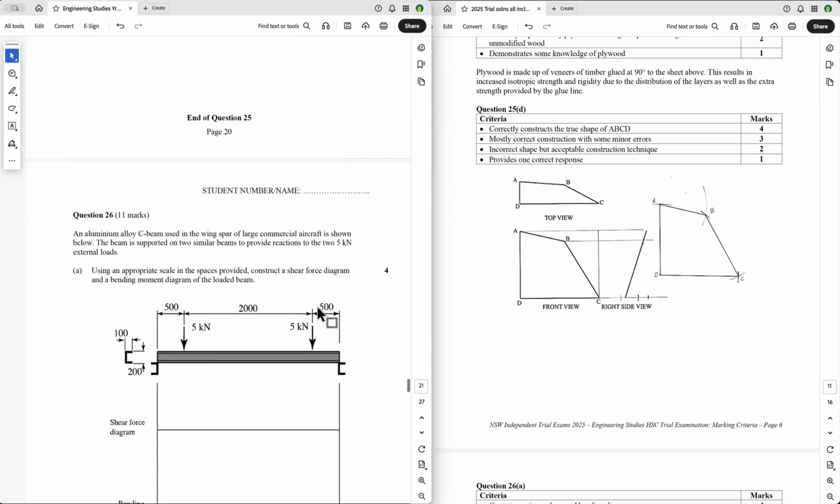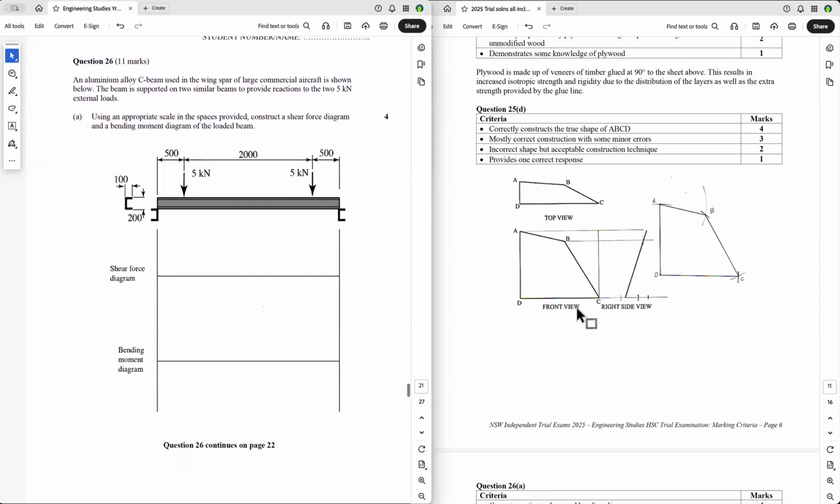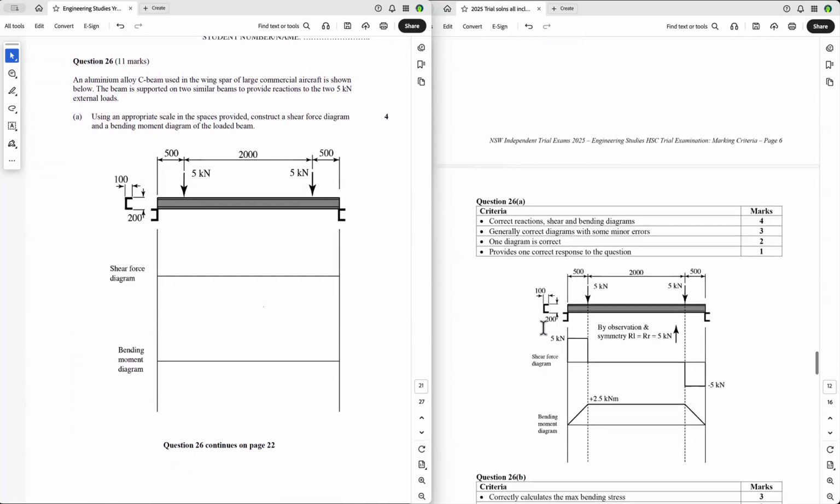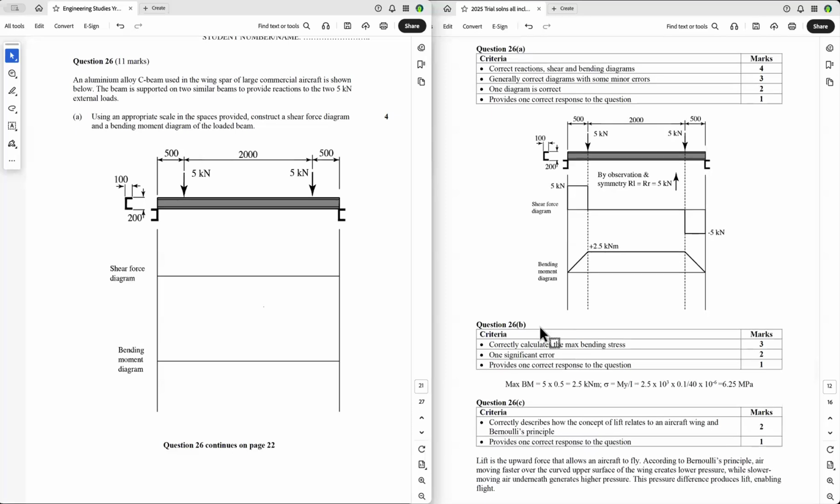Next question, bending moments. So here you're given a beam and you're asked to find the shear force diagram and the bending moment diagram. So the first thing you do is to work out the reactions, and you can just visually look at these.